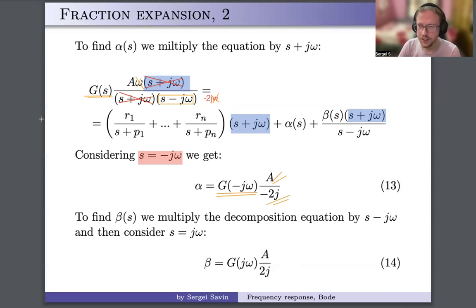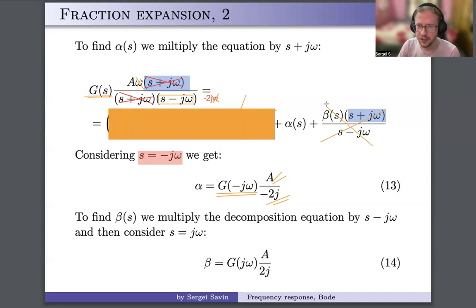On the right-hand side, things are even faster. S is here equal to minus j omega, right? Plus j omega. That means that this whole thing is cancelled. That is the trick that we're doing. Same here. S is equal to minus j omega plus j omega. This whole thing is cancelled. So our choice of S cancels this part, cancels this part. What we have is only alpha on the right-hand side and only this expression that I showed in 13 on the left-hand side.